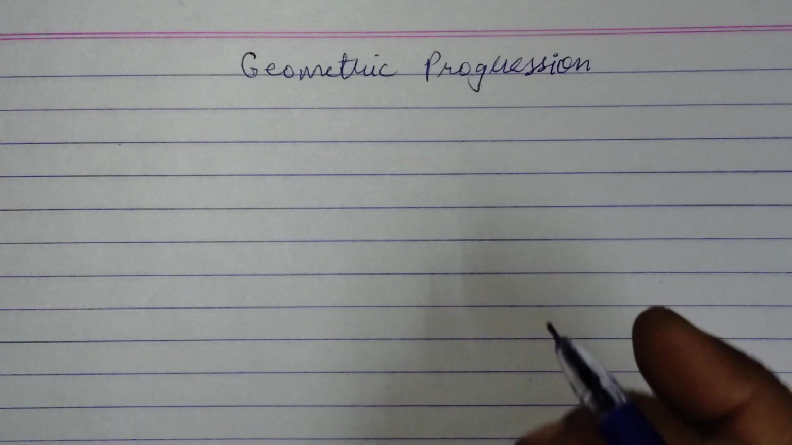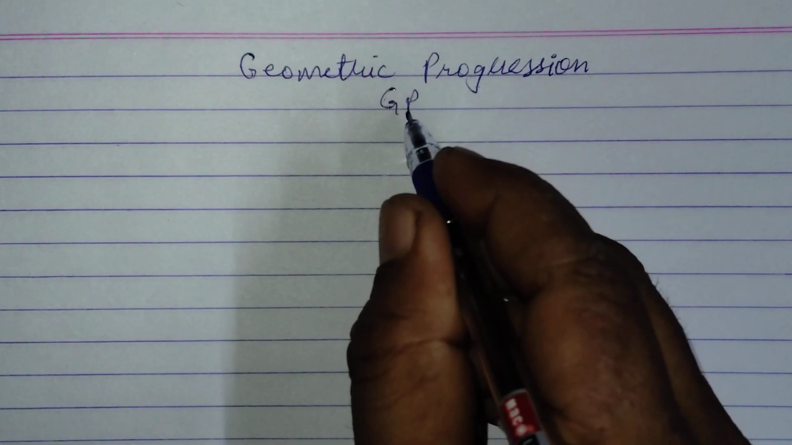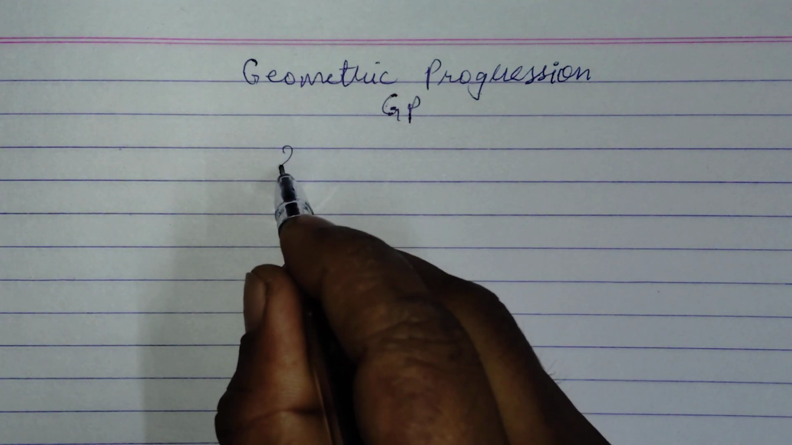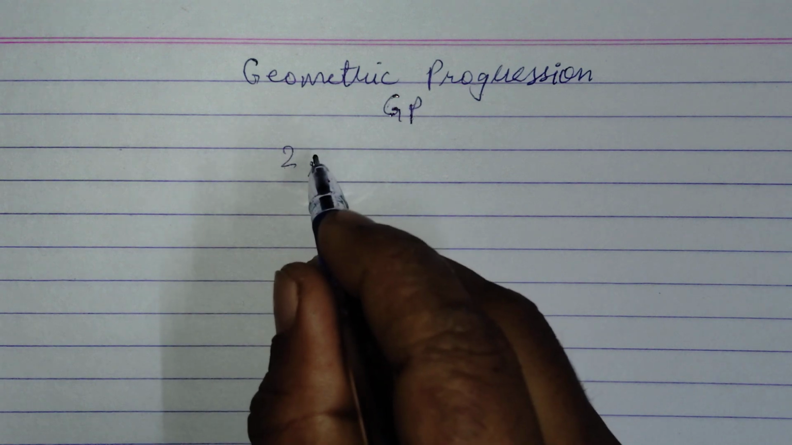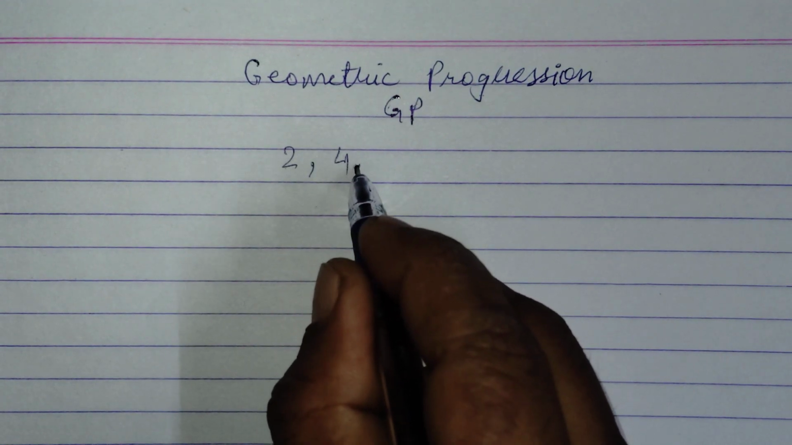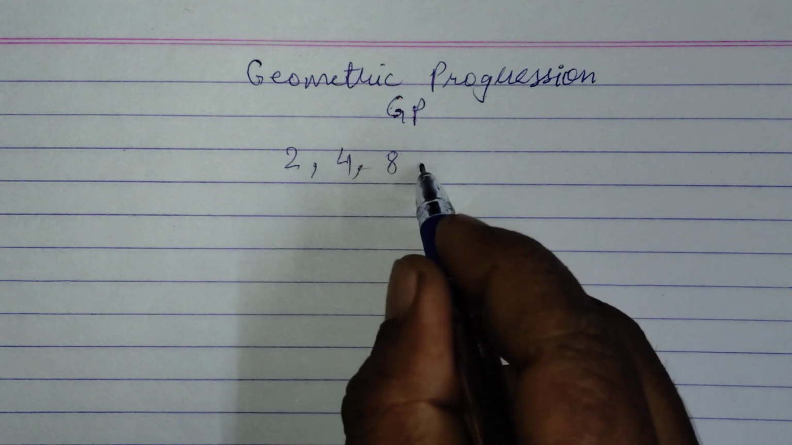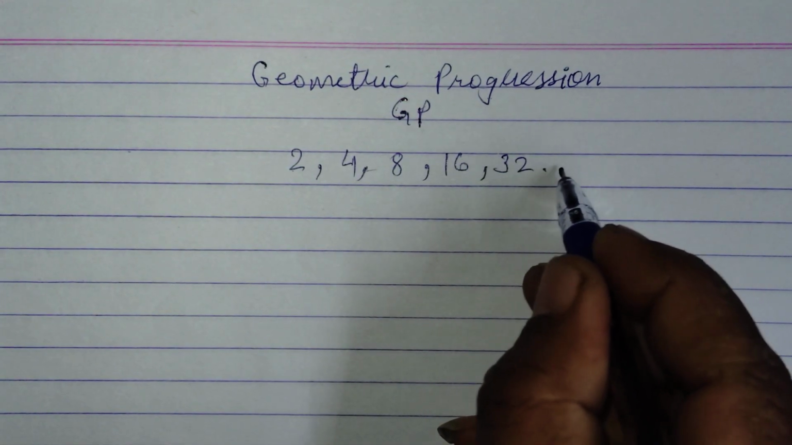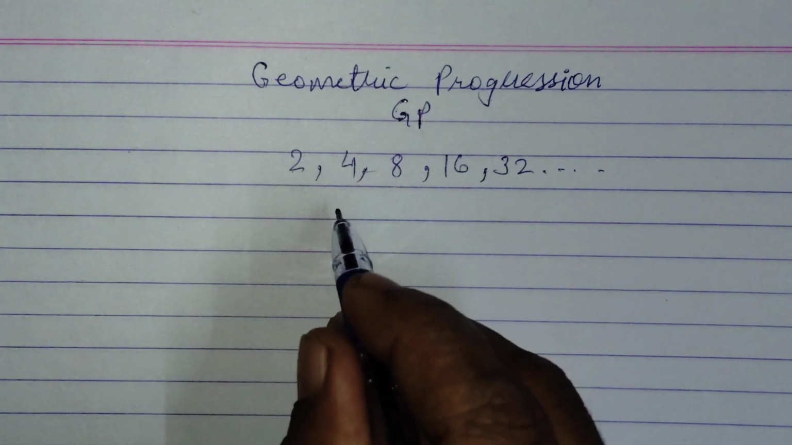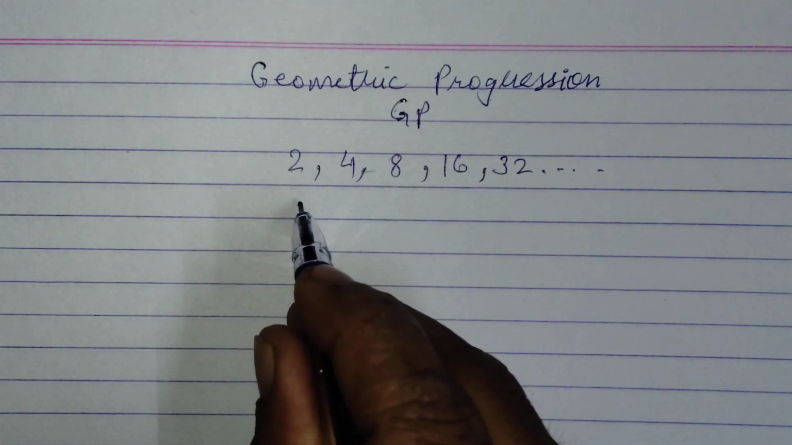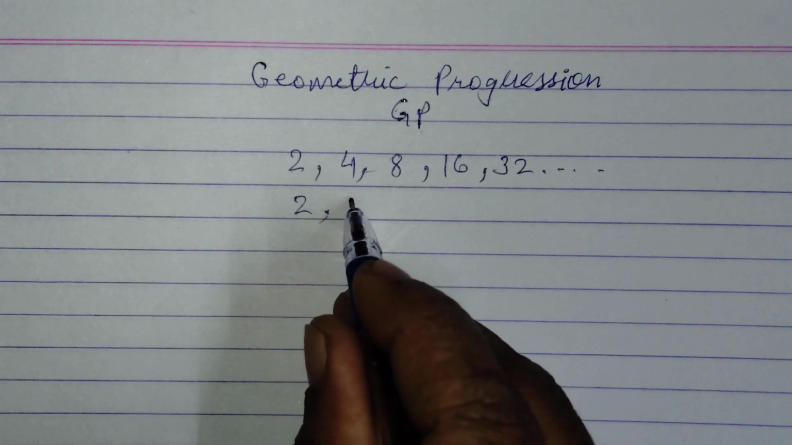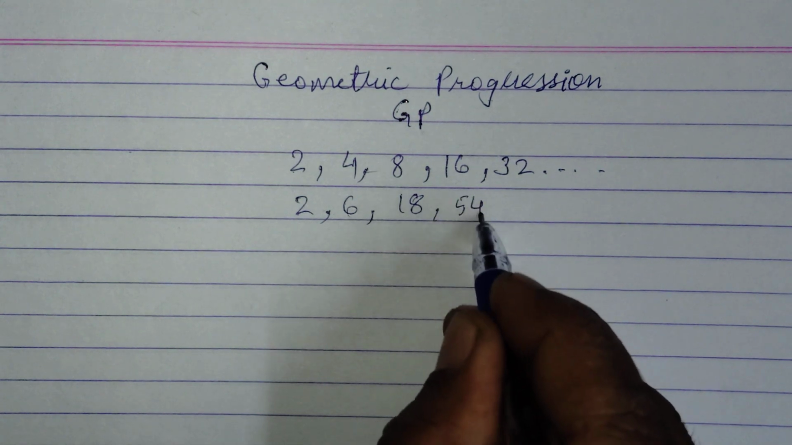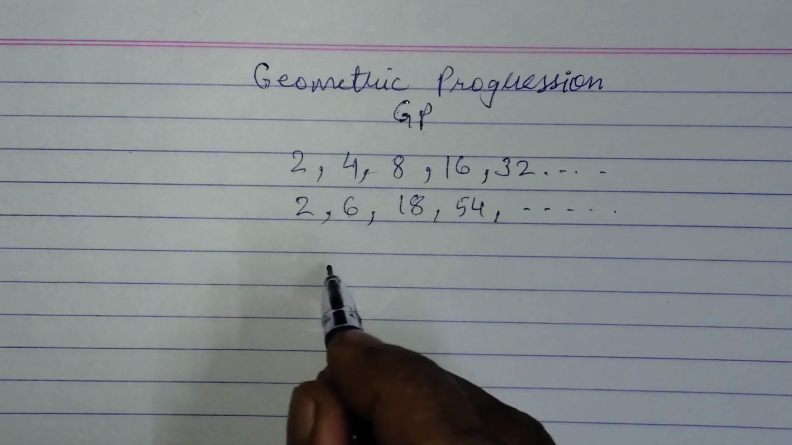Next, geometric progression is called GP series. In GP series, we consider, suppose 2 is first term, multiply by 2, we get 4, multiply by 2, 8, multiply by 2, 16, multiply by 2, 32. So this type has continuous multiplying. Or in another example, 2 multiply by 3, 6, multiply by 3, 18, multiply by 3, 54. So here also multiply by 3.